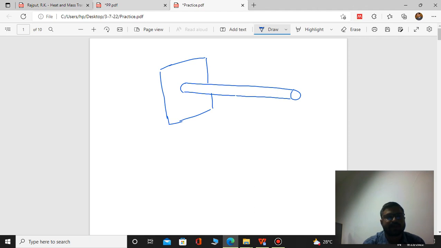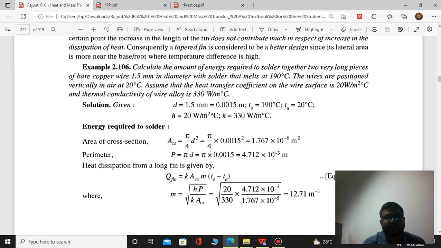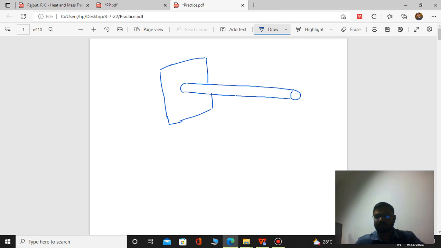So here what is the diameter given? Diameter is 1.5 mm. So this diameter is 1.5 mm. You will have to convert it into meters later on.